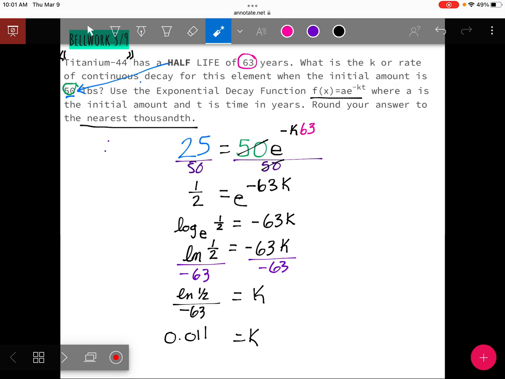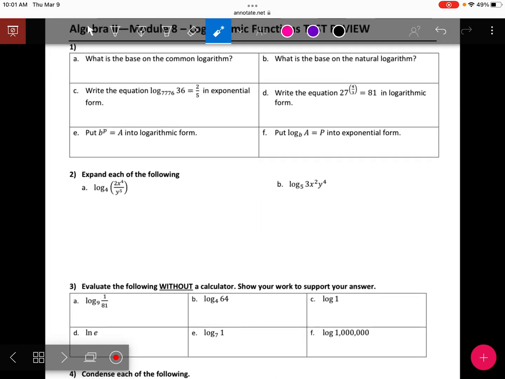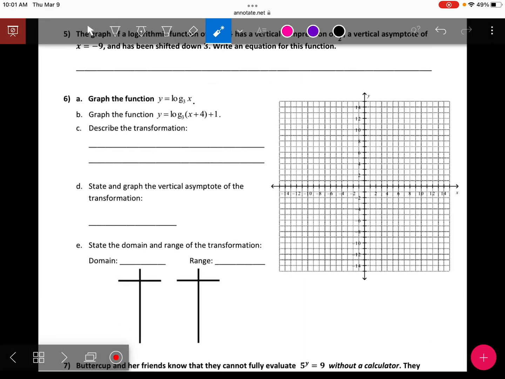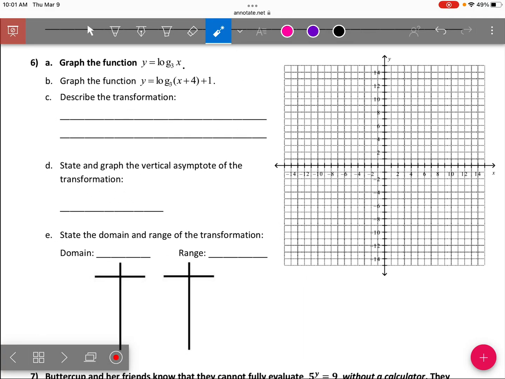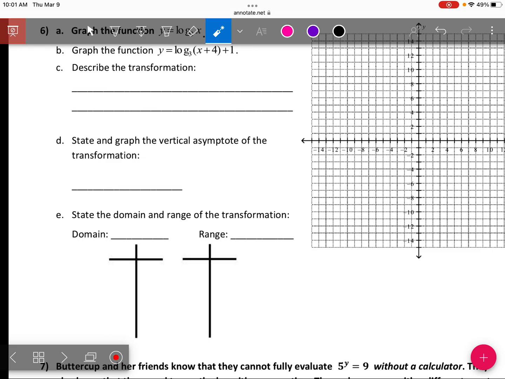Questions about the Bellwork question? All right, so I've got the review up here. I for sure want to do number 6, because it has been a minute and a half since we graphed. After that, y'all get to decide what's going on. But I want to do number 6 together, because it's been a minute.